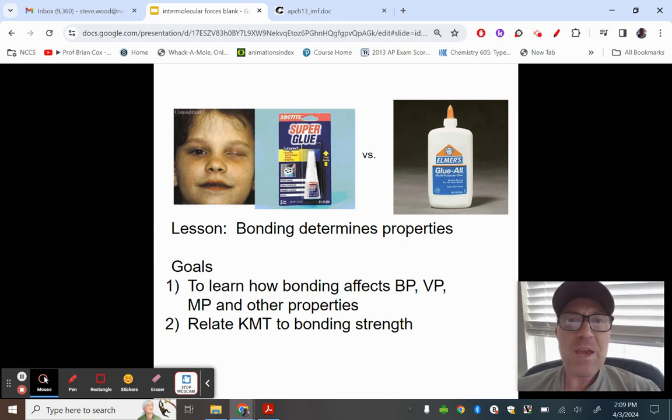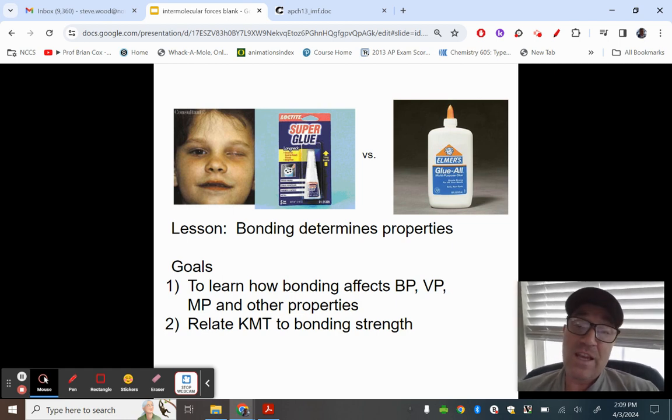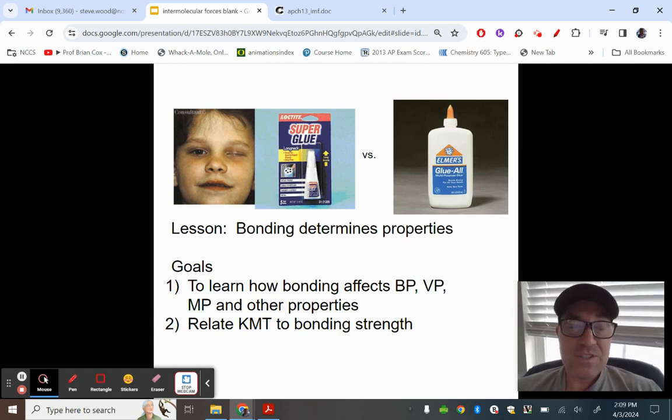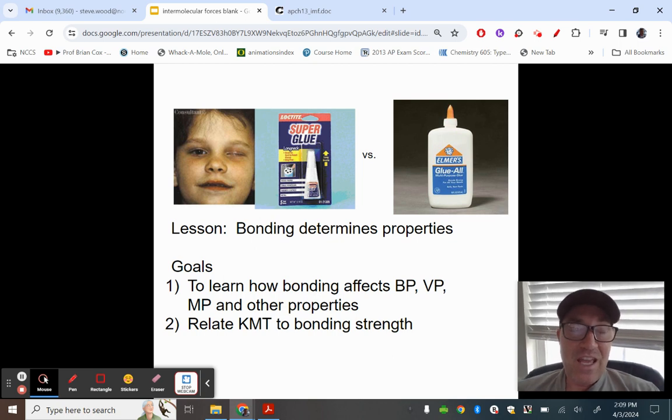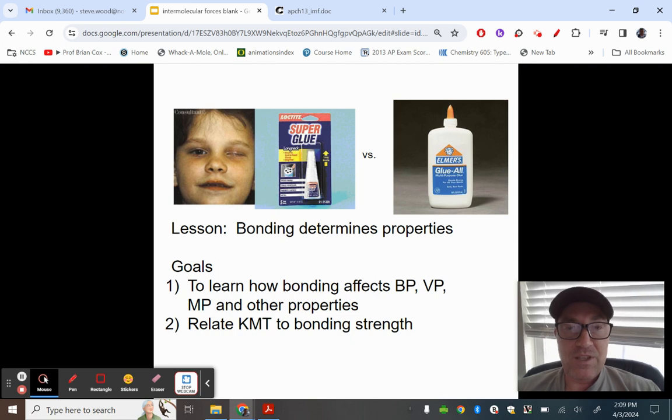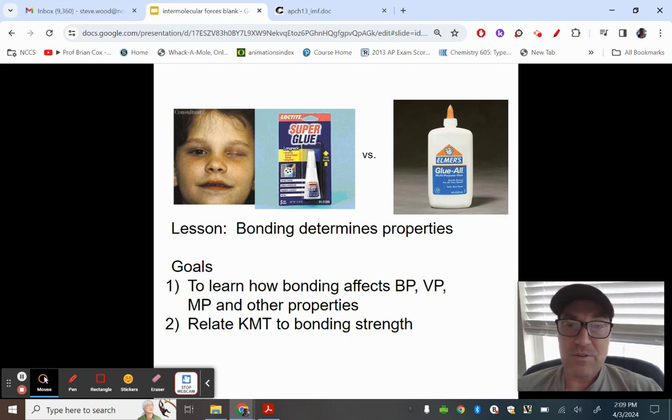What is up, AP Chemistry? Today we are going to be looking at intermolecular forces and intramolecular forces. It's the forces that hold things together, and we are going to learn that these bonds are going to affect the properties of the materials we're talking about.